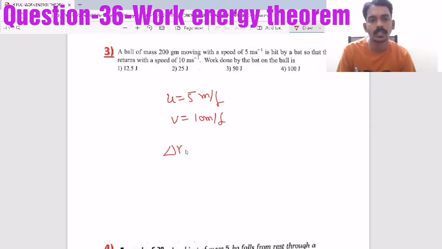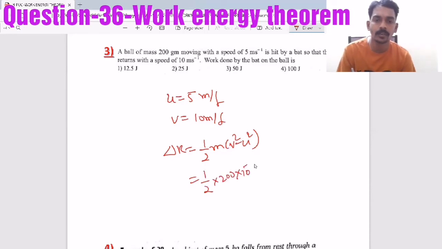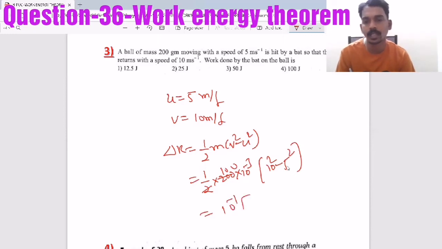So what is the change in kinetic energy? It is equal to half m into v square minus u square, that is half into mass, 200 gram, that is 10 power minus 3, into 10 square minus 5 square. So this is 100 minus 25, that is 75. This is 10 power minus 1, so it will become 7.5 joules.